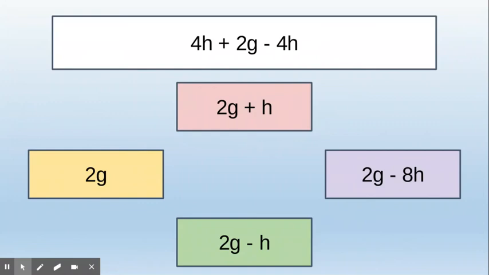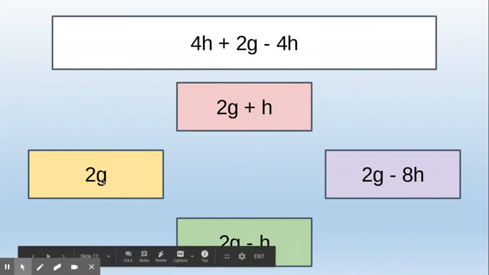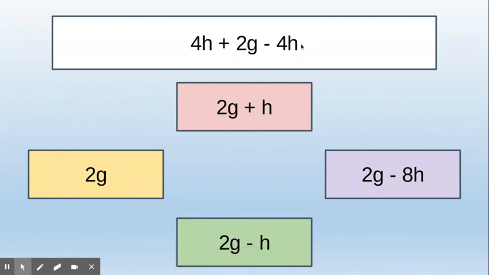The correct answer is 2G. The 4H minus 4H, the word we use a lot is that cancels out. 4 minus 4 is 0. It means there are 0 H's in our answer. This has 0 H's. It means there's no H's left.